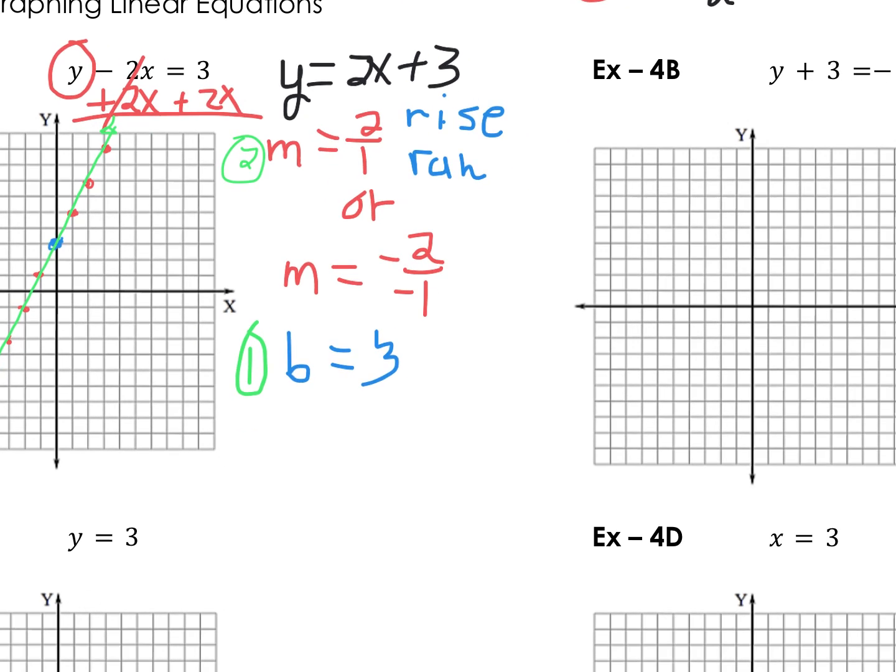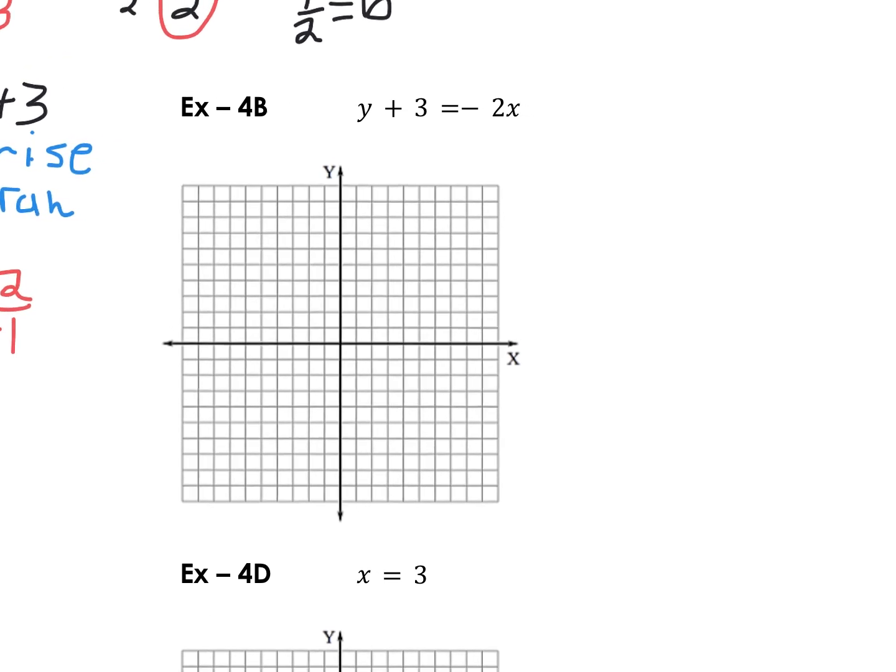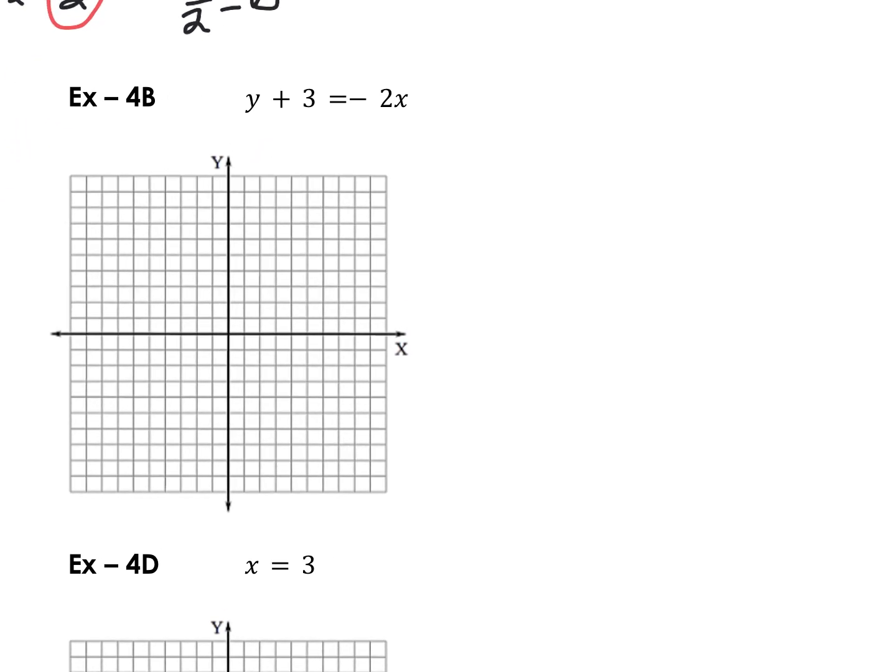All right, so let's look at 4B. I want you to try 4B on your own. So pause the video, solve that equation for y, graph it, find your slope and y-intercept, graph it, and then restart the video. Okay, so if we are solving this for y, we want to subtract 3 from both sides, because I want y by itself. And so I get y equals, that's a negative, right? Yeah, -2x minus 3.